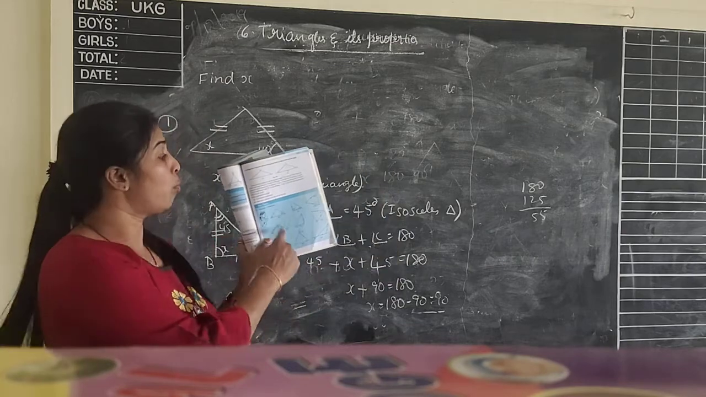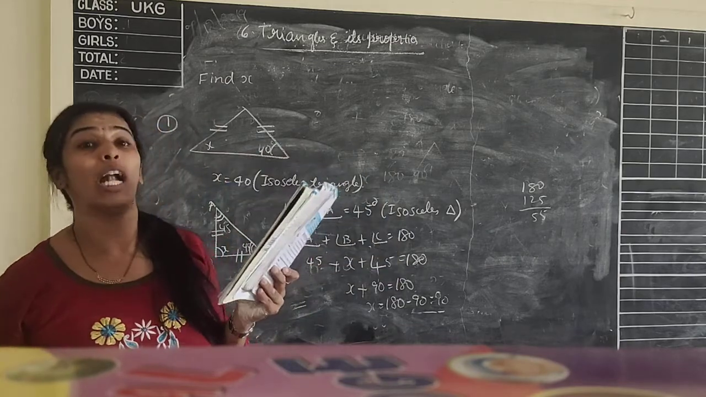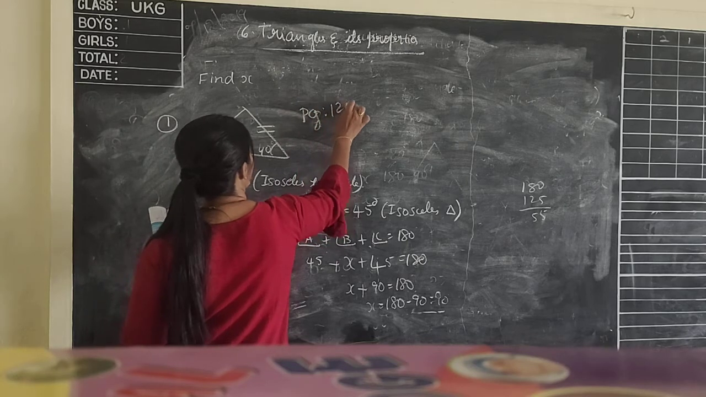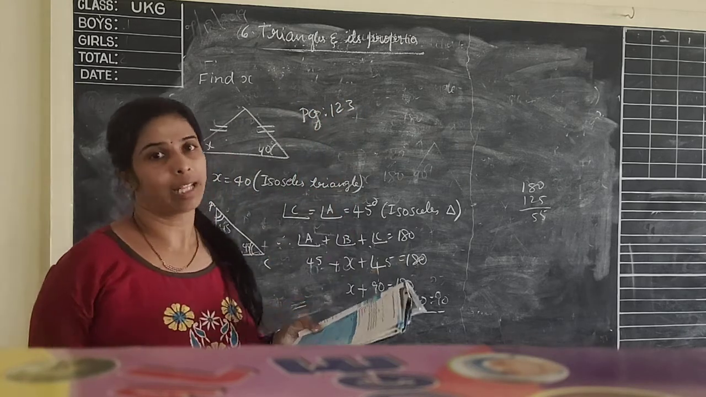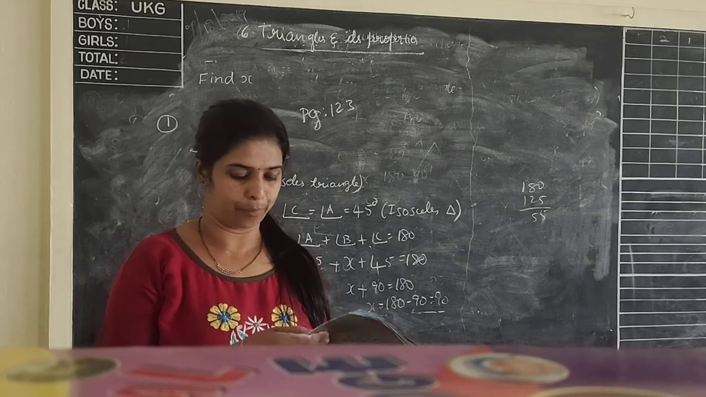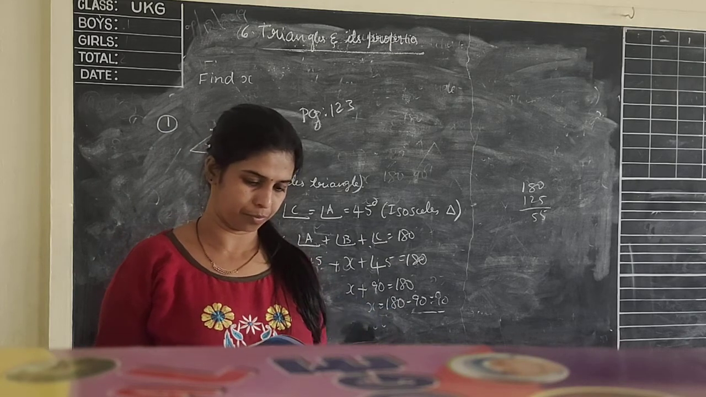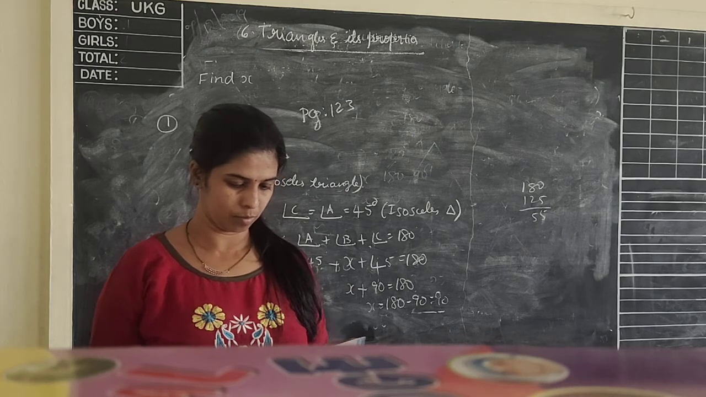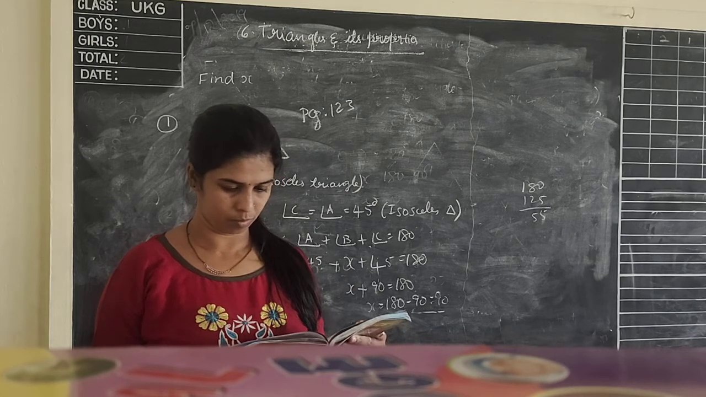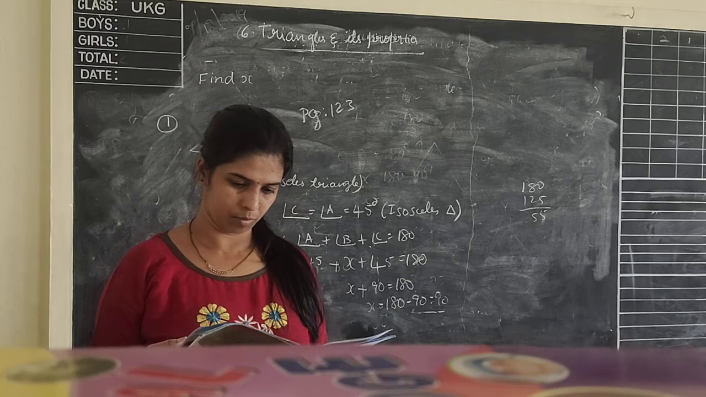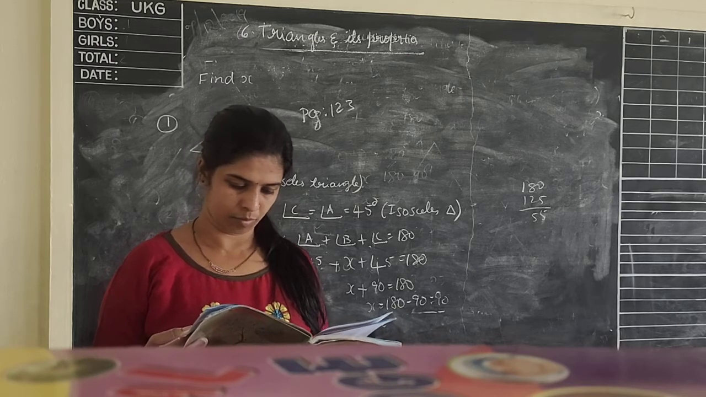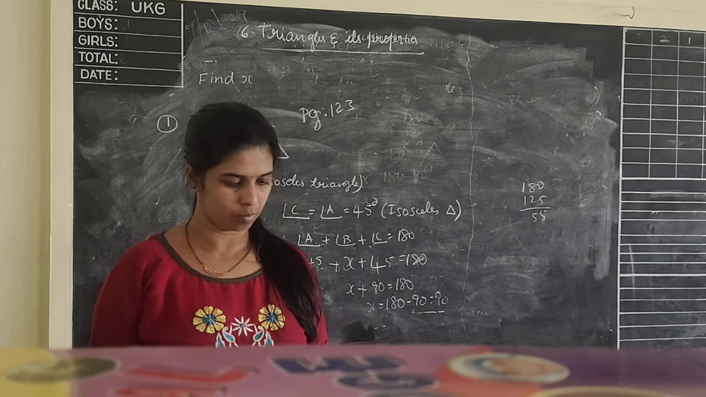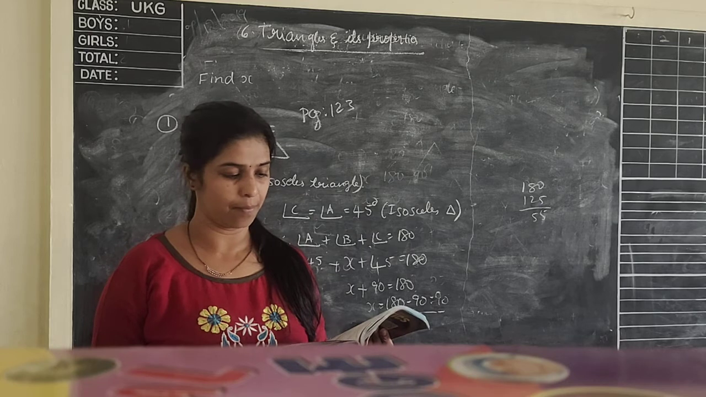Understood? There is a blue box in the reader, page number 123. In the blue box you have to solve all the problems. Okay. Next, exterior angle.